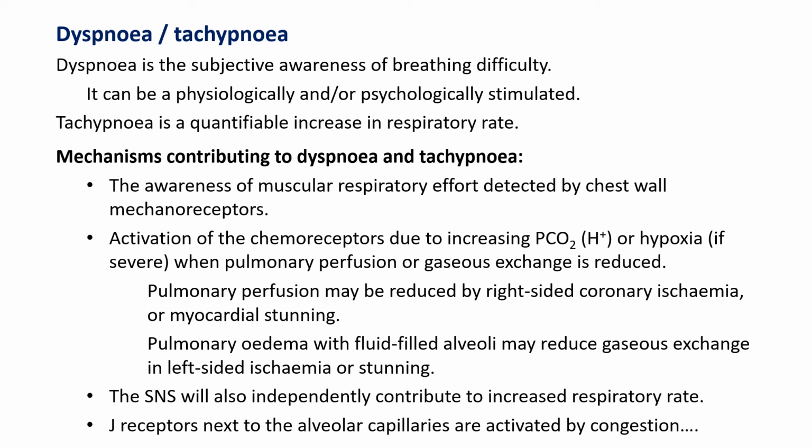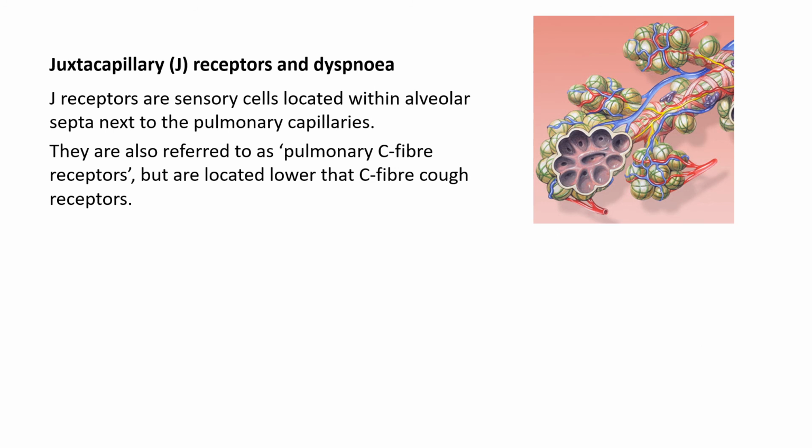Now, J receptors. J receptors are found next to the alveolar capillaries, and they're activated by congestion. They're sensory cells located within the alveolar septa next to the pulmonary capillaries. You might see them described as pulmonary C-fiber receptors. Later we'll be talking about C-fiber cough receptors, but they're much higher up. These are the ones right down in the parenchyma of the lungs. I suspect they're the same ones that used to be thought of as silent cough receptors, so discovering them as J receptors is fairly new.